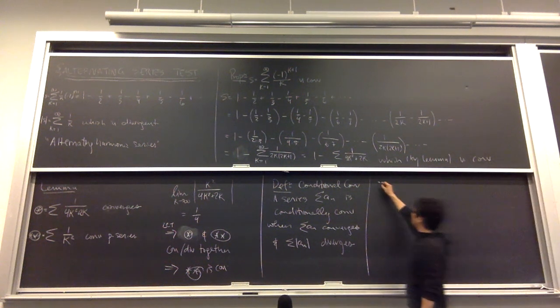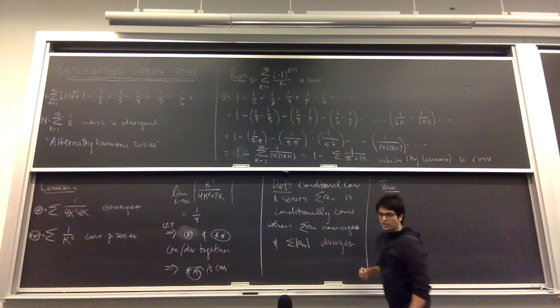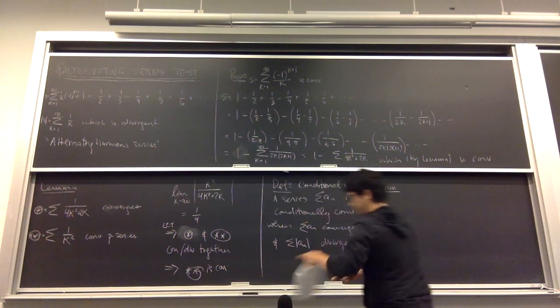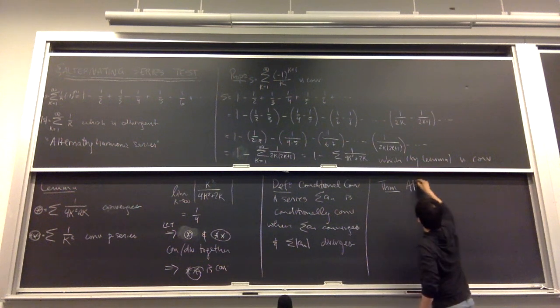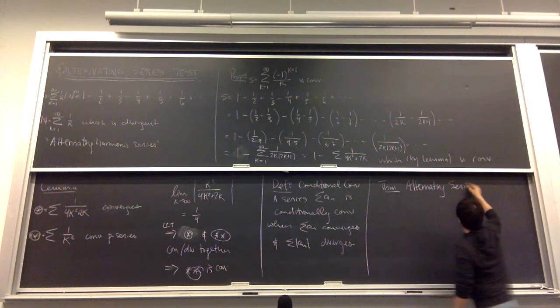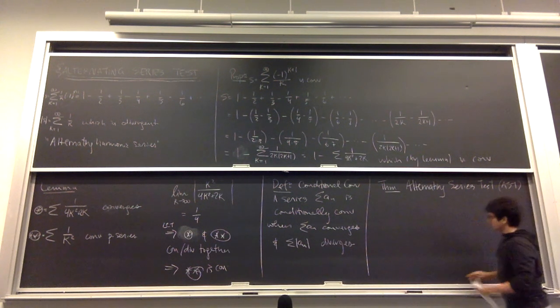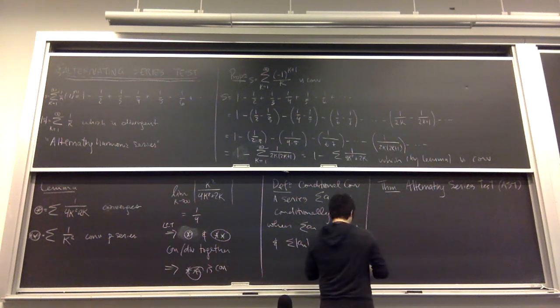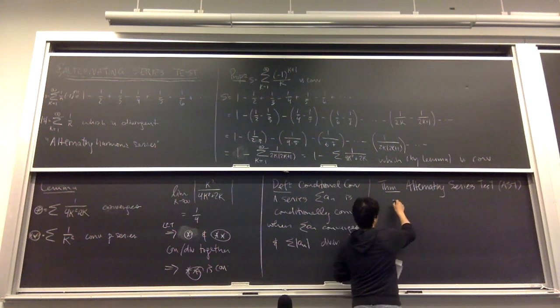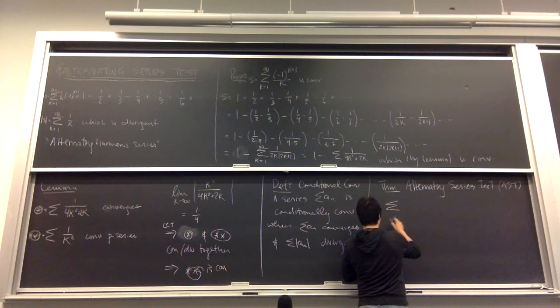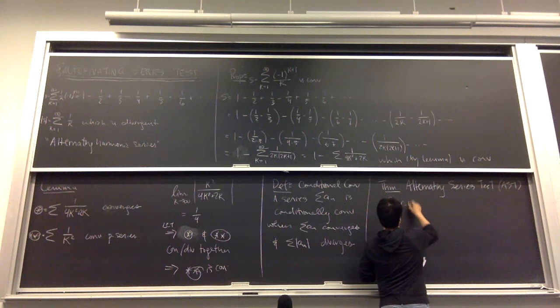Right, so the theorem, which we call the alternating series test, will always have three conditions. Alternating series test, which I'm just going to write as AST. There's a little bit of new notation. We're going to write an alternating series like this: the sum from k equals 1 to infinity of (-1)^(k+1), and then instead of writing an a in here, I'm going to write u_k.